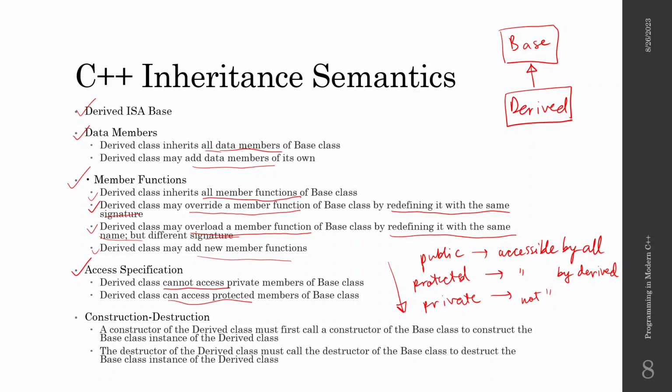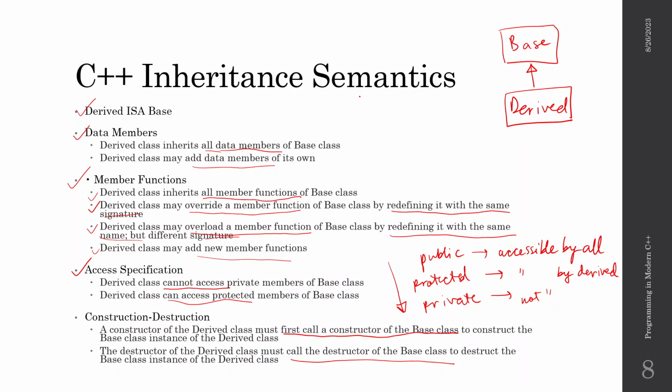And now next, coming to the construction and destruction. This is very important. The constructor of the derived class must first call a constructor of the base class to construct the base class instead of the derived class. And the destructor of the derived class must call the destructor of the base class to destruct the base class instead of the derived class.